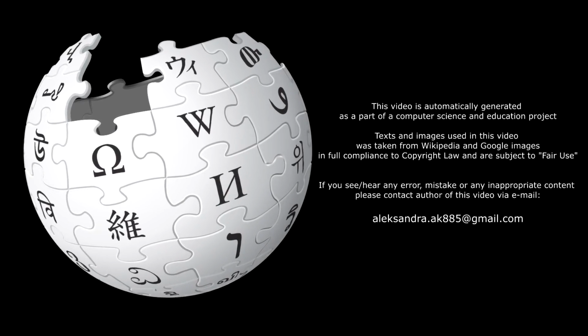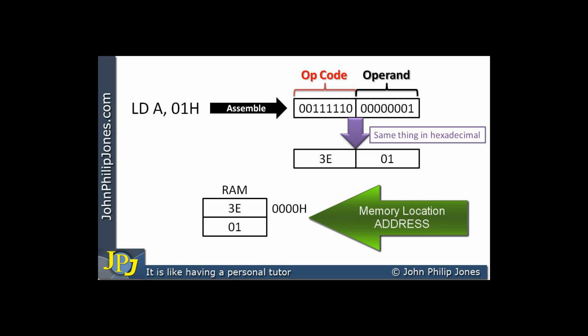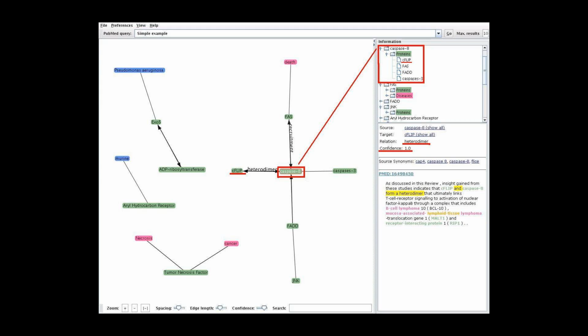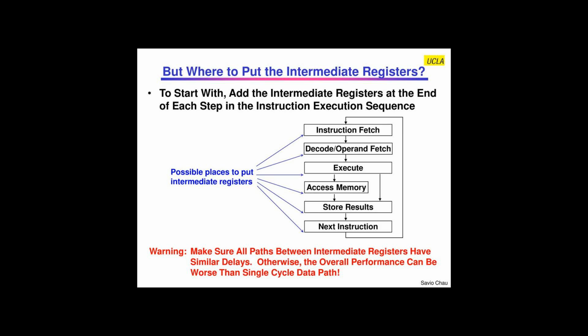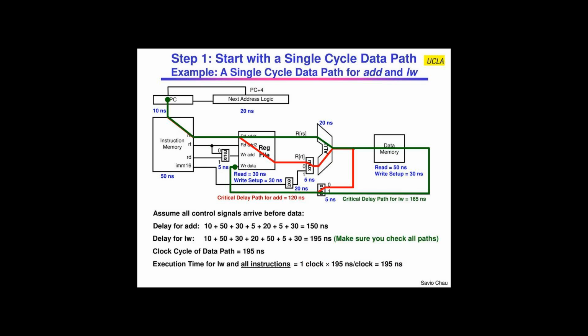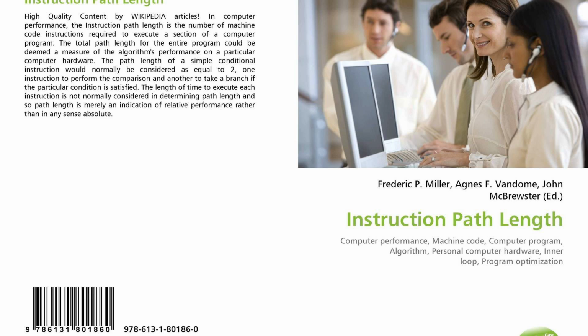In computer performance, the instruction path length is the number of machine code instructions required to execute a section of a computer program. The total path length for the entire program could be deemed a measure of the algorithm's performance on a particular computer hardware. The path length of a simple conditional instruction would normally be considered as equal to one instruction to perform the comparison and another to take a branch if the particular condition is satisfied.